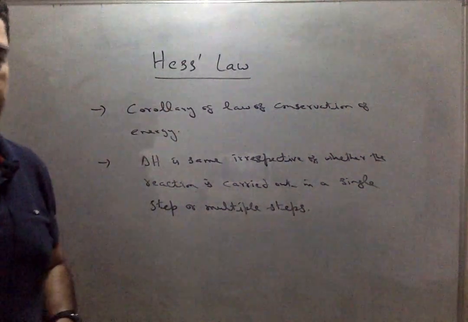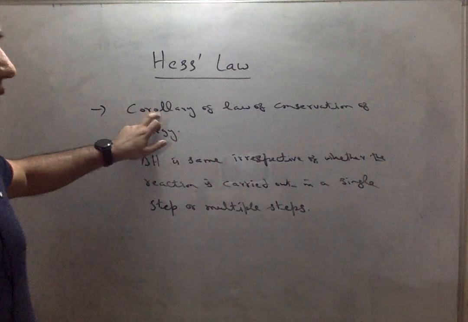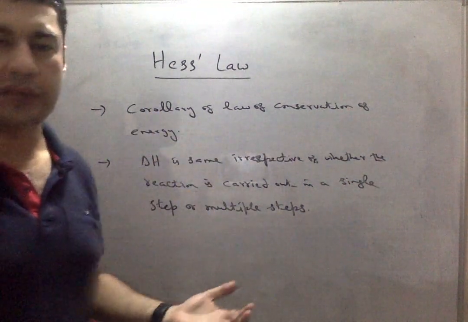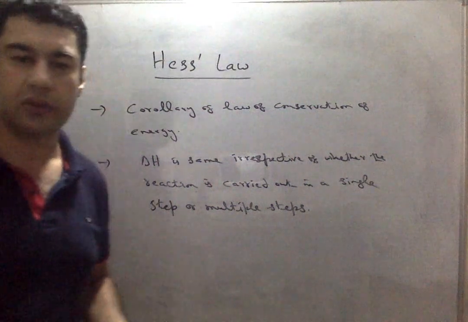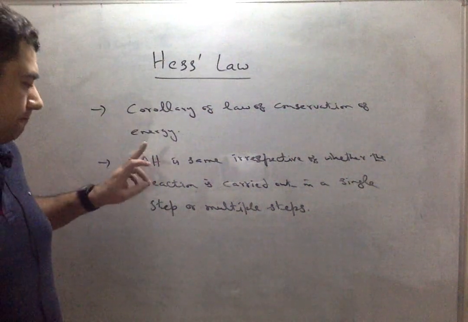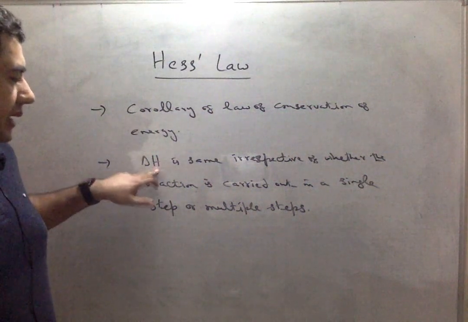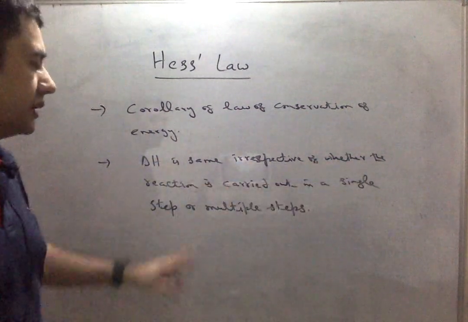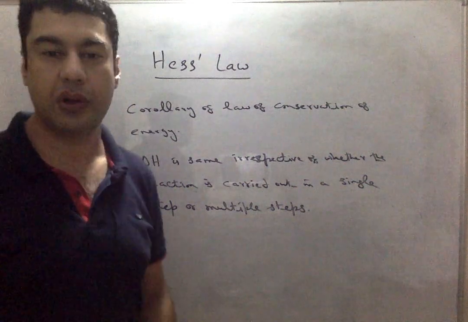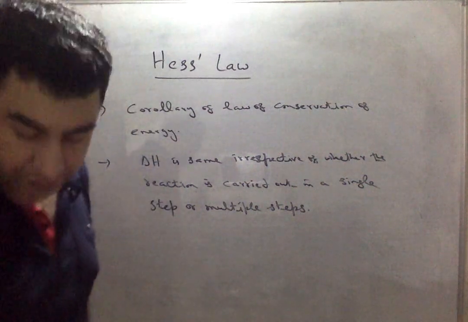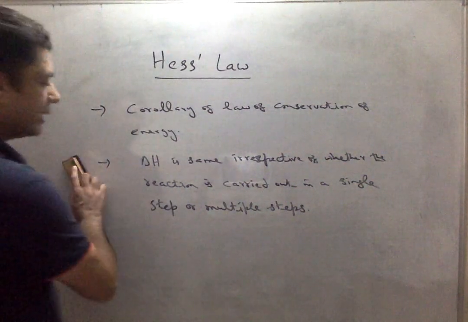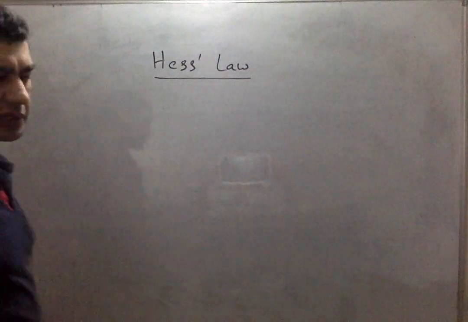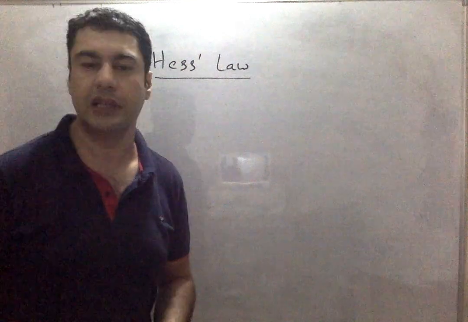So let's go through these statements again. It's essentially a corollary of the law of conservation of energy, which means it follows directly from it. And also the statement is that delta H, or the enthalpy change, is the same irrespective of whether the reaction is carried out in a single step or in multiple steps. We will now understand this through an example. Essentially, Hess's law is very similar to the application of vectors.